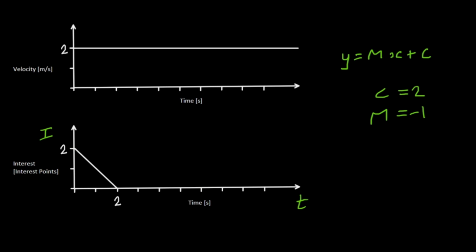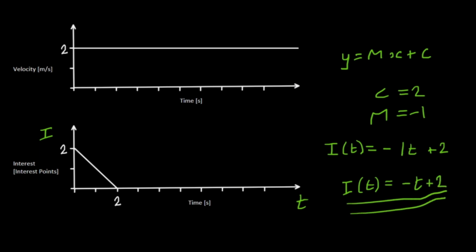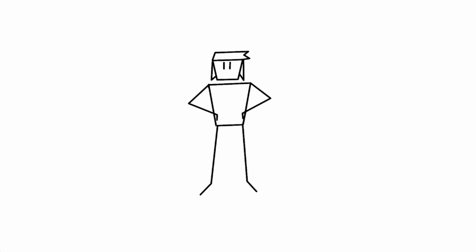So the function describing their interest over time is I equals -1t plus 2. Or, simplified, I equals -t plus 2, where I is interest and t is time. We know that differentiating this function gives di over dt equals -1. So, the rate of change of interest over time is -1, which we can see clearly on the graph.